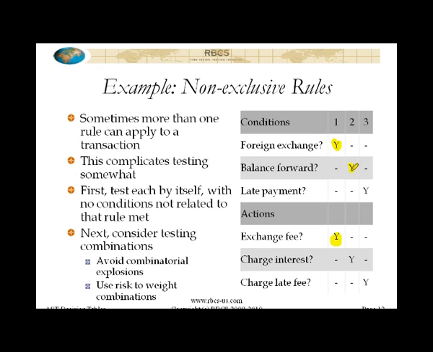If you carried a balance from the previous invoice, you will get charged interest. Doesn't matter what else might be true. And if your payment was late last time, will you get charged a late fee? Yes, you will get charged a late fee. Right now, see, none of those things might be true, so none of these rules might apply. One of those things might be true.